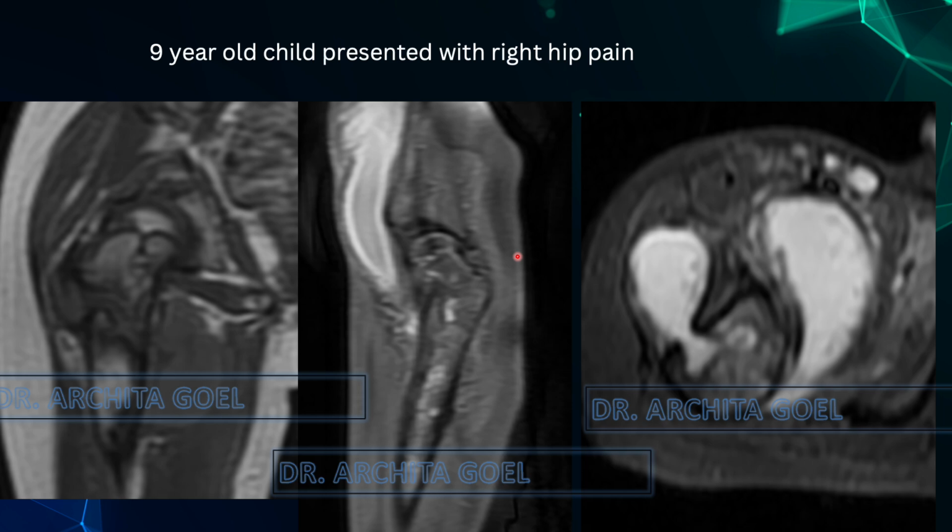Very important take-home point here is whenever a child presents to you with similar kind of picture, there is another very important differential diagnosis, that is Ewing sarcoma. But this is a very classical case of osteomyelitis. So always think of infection first in a child where permeative pattern of bone destruction is present.